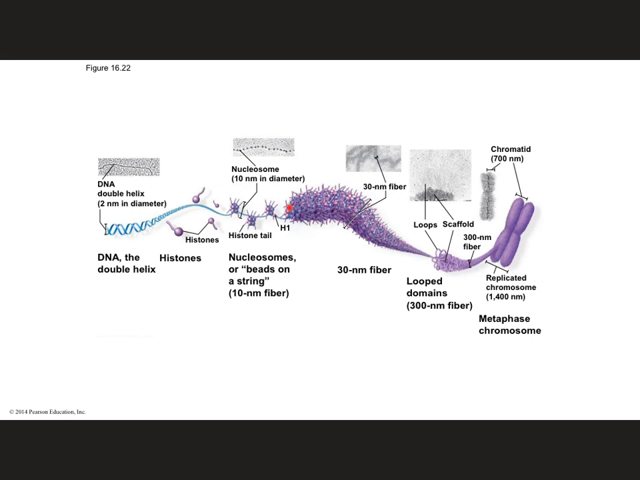As the DNA continues to get packaged, it is referred to as a 30 nanometer fiber, as it is approximately 30 nanometers in thickness. Wrapping even further creates these loops in here, and that's why they are called looped domains. And then eventually it is wound into a chromosome, each individual piece of this being a chromatid. We will talk more about chromosomes when we talk about mitosis.